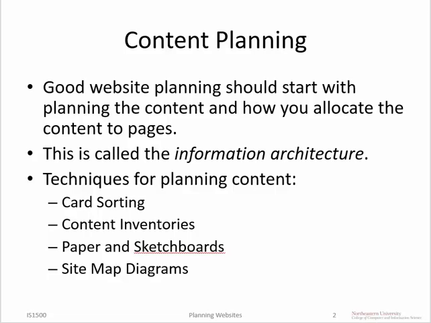Now, what you ultimately arrive at when you allocate your content over the different pages is your information architecture. There are a number of techniques that we can use to help us plan our content and build the information architecture. There is card sorting, there are content inventories, there's paper and sketchboards and other types of mockups, and there are site map diagrams. Now, some help us with the planning of the website before we start building. Some help us with planning some of the maintenance of the website after we are done building the website.